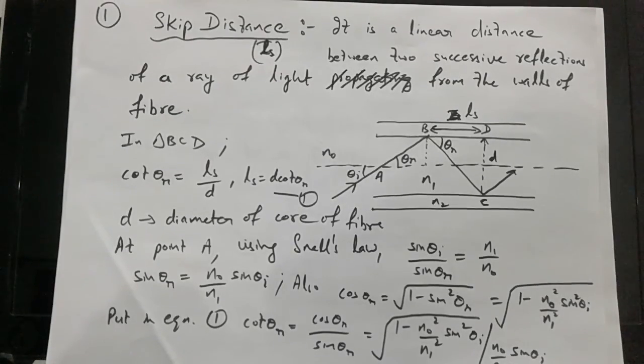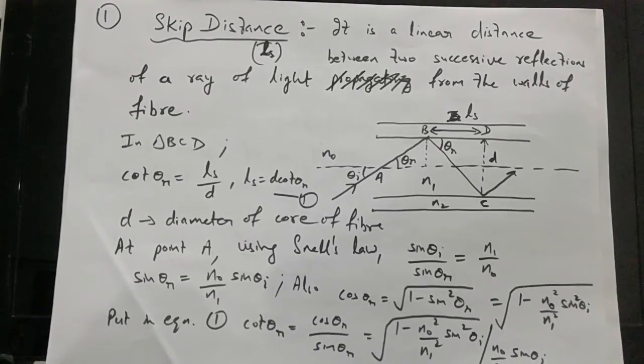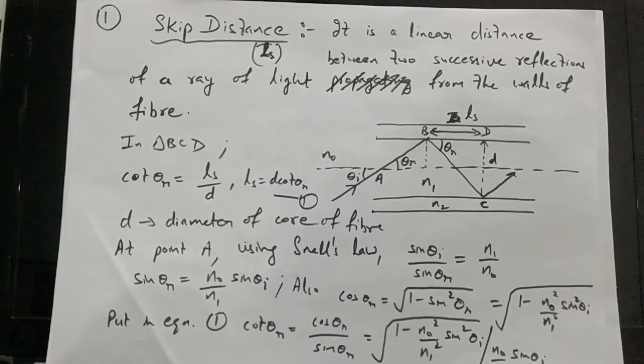As I have written on this slide, it is a linear distance between two successive reflections of a ray of light from the walls of fiber.